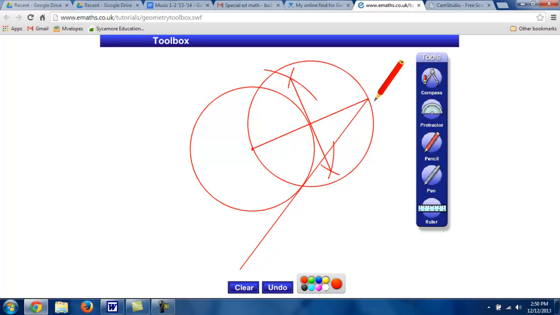Okay, one right there. And one right there. There we go. Successfully created two tangent lines that are tangent to this circle. That's how you do it.